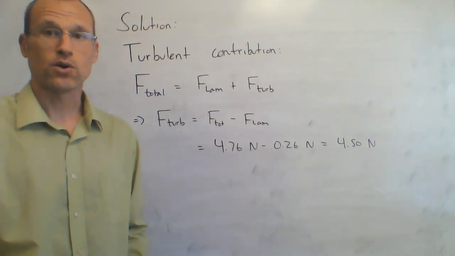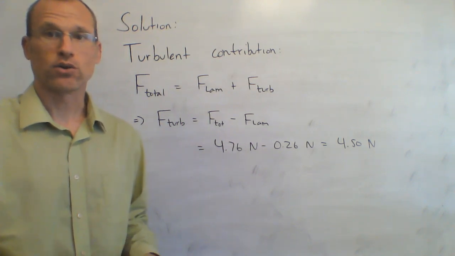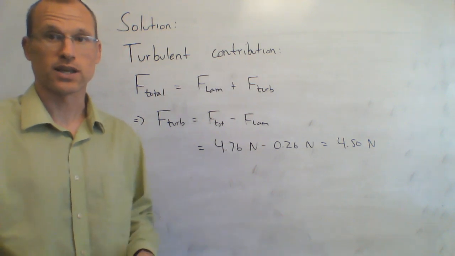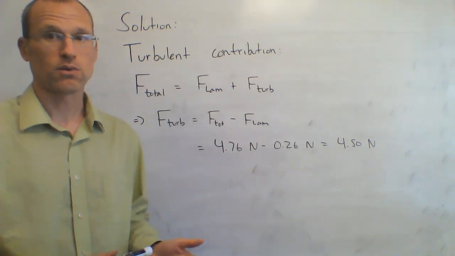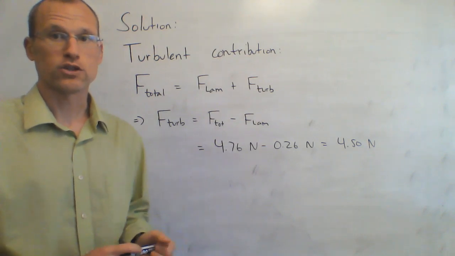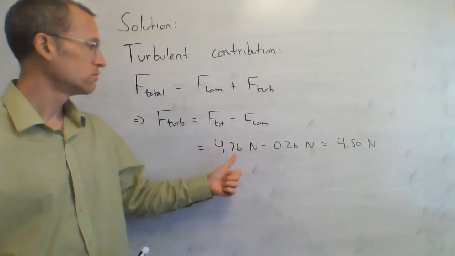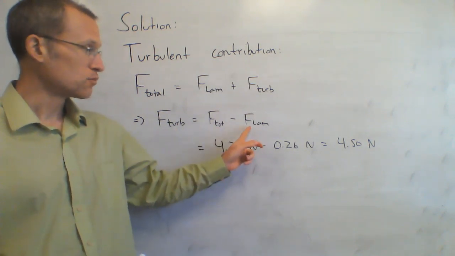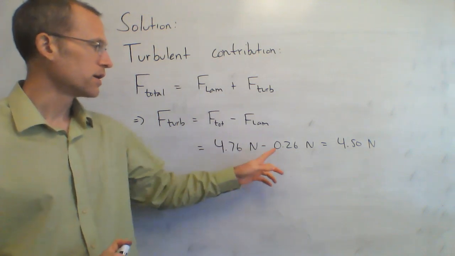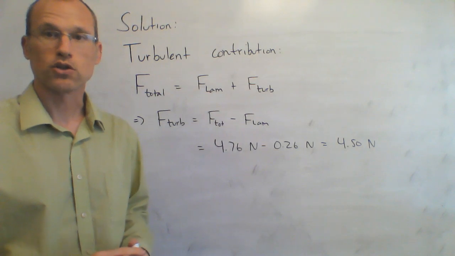Now that I know that, the turbulent contribution is fairly simple. I know that my total force is the sum of the laminar part and the turbulent part. That's the only two things I have. So those two things have to add to the total. I know my total is 4.76. I know my laminar contribution is 0.26. So to find my turbulent portion, just take my total, subtract away that laminar force we just found. So 4.76 minus 0.26 leaves me with 4.5 newtons, which must be the turbulent contribution.